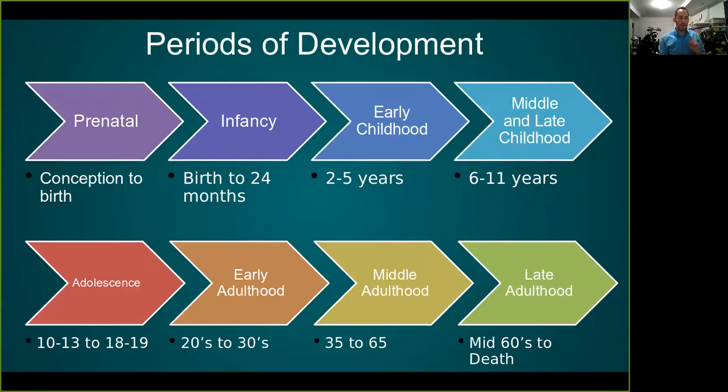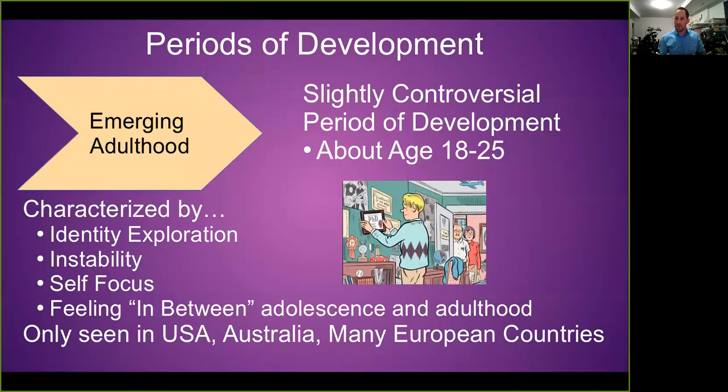And there's also another phase that we'll talk about, and that is emerging adulthood. This might be a phase that many of you are in right now. It's slightly controversial in the developmental world. Some researchers think this is a thing, some think it's not. It is characterized by about the age of 18 to 25, so it would go before early adulthood. It's characterized by more identity exploration, more instability, a little bit more self-focus, and a feeling of being in between. So not feeling like you're fully out of adolescence, but not feeling like you're fully adult. So you're not adulting yet.